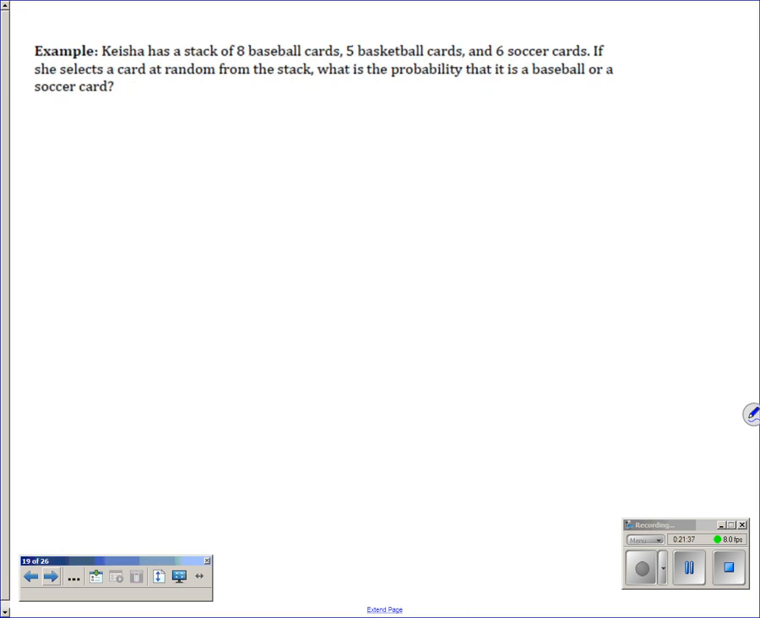Let's look at another example. Keisha has a stack of 8 baseball cards, 5 basketball cards, and 6 soccer cards. And again, same type of problem. She selects a card at random from the stack, just one card. What is the probability that it is a baseball or a soccer card? Okay. Or it means to add.